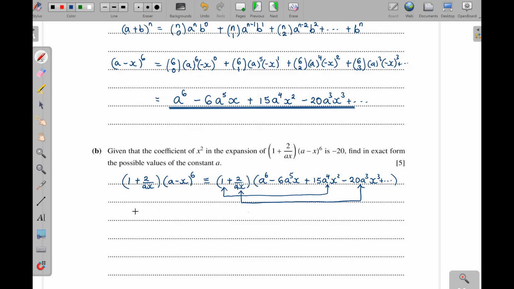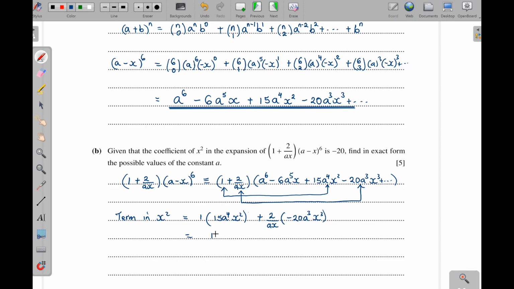So we shall say that the term in x squared is going to be 1 times the 15a power 4 x squared, and then plus this one here, 2 over ax, times negative 20 a cubed x cubed.